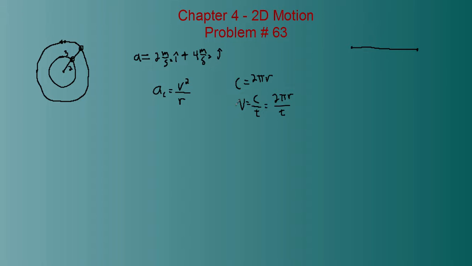So this v can go in here, and a centripetal can be 2 pi r over t, squared, over r, which simplifies to 4 pi squared r. This r cancels with one of these two r's, over t squared.